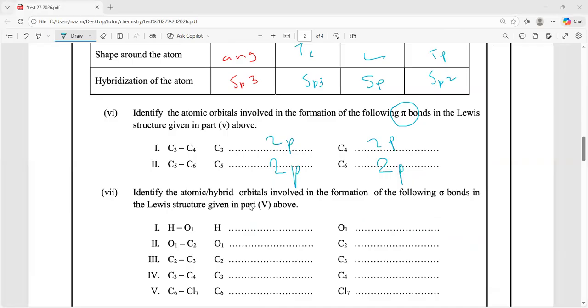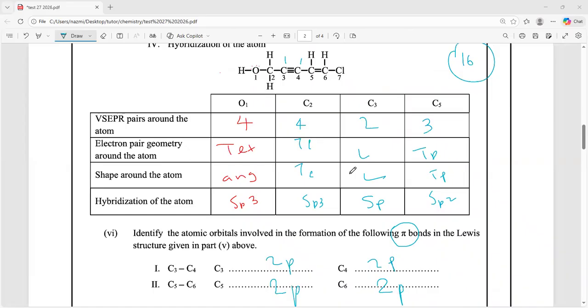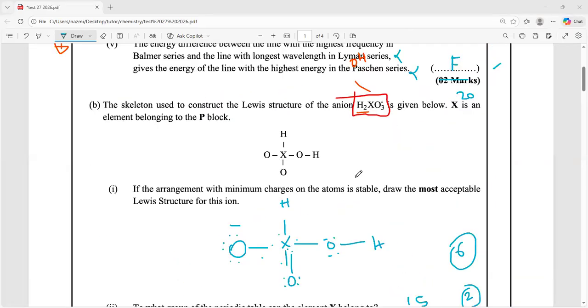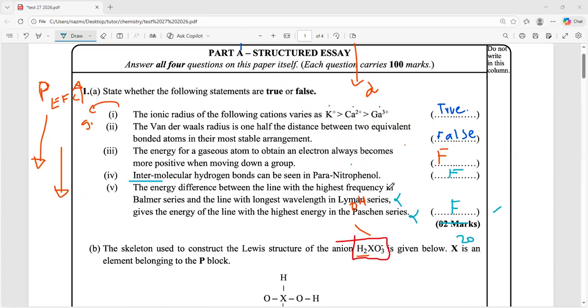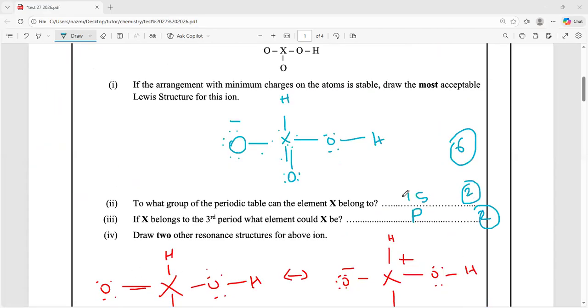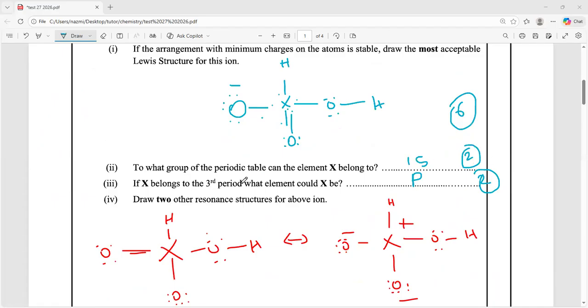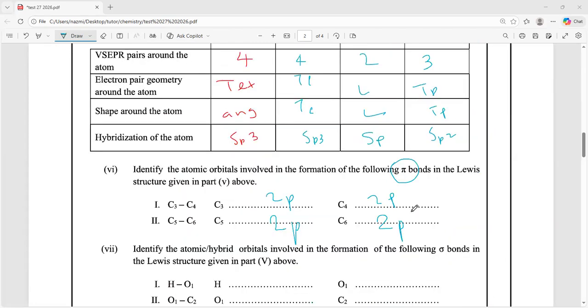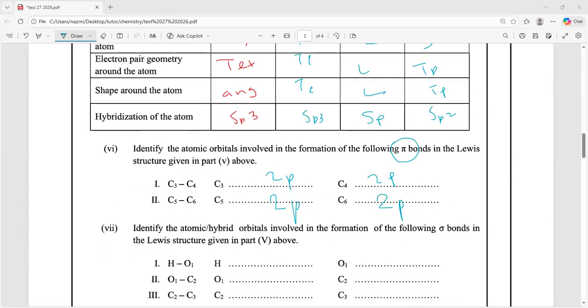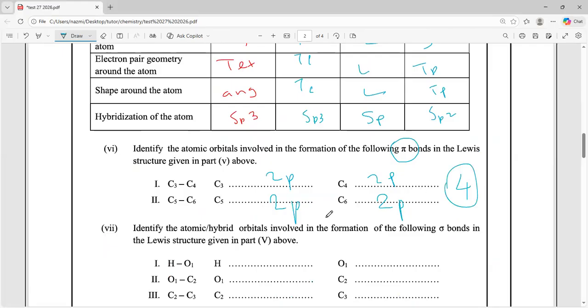Marks for which one? The table, 16 marks. Part 4 into 5, 20 marks. Part B: Lewis structure 6 marks. The period 2 marks. Element 2 marks. Resonance structures each 4 marks. Table 16. Then the pi bonds 4 marks, each 1 mark into 4.